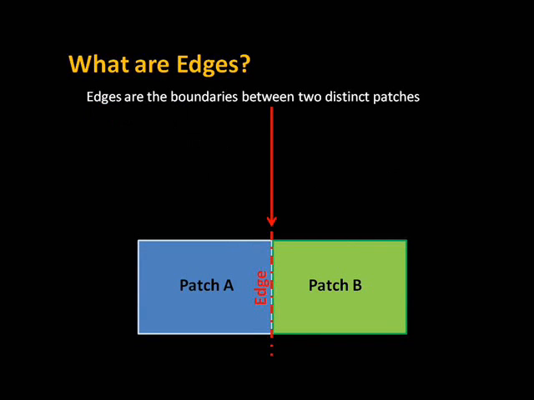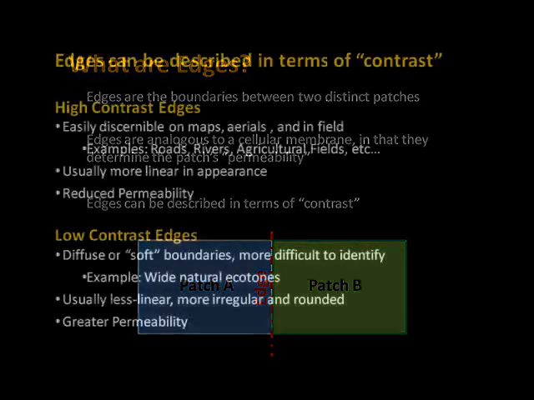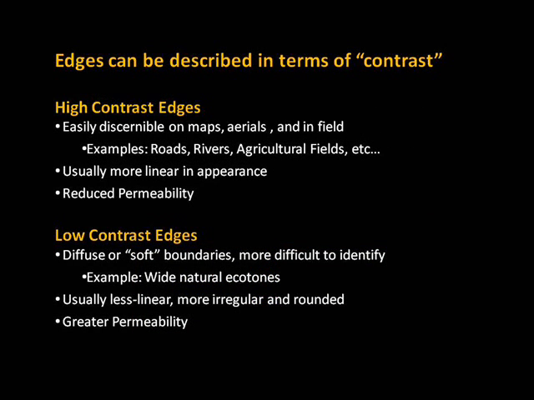What are edges? Edges are the boundaries between distinct patches, natural communities, or habitats. They can be thought of as being analogous to a cellular membrane in that they determine a patch's permeability. Edges can be described in terms of contrast, or the degree to which they facilitate or inhibit species movement, plant recruitment, and energy transfer. To describe the degree of contrast exhibited by an edge, a scale of reference can be inferred ranging from low contrast to high contrast.